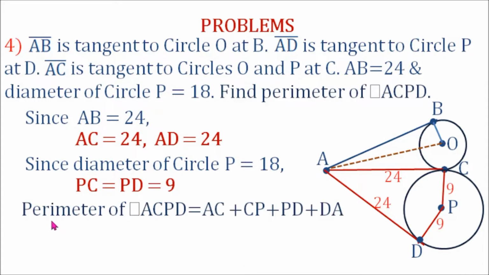Now, to find the perimeter of quadrilateral ACPD, we will just add all the sides up. So we have AC plus CP plus PD plus DA. So that's 24 plus 9 plus 9 plus 24, and that is equal to 66.